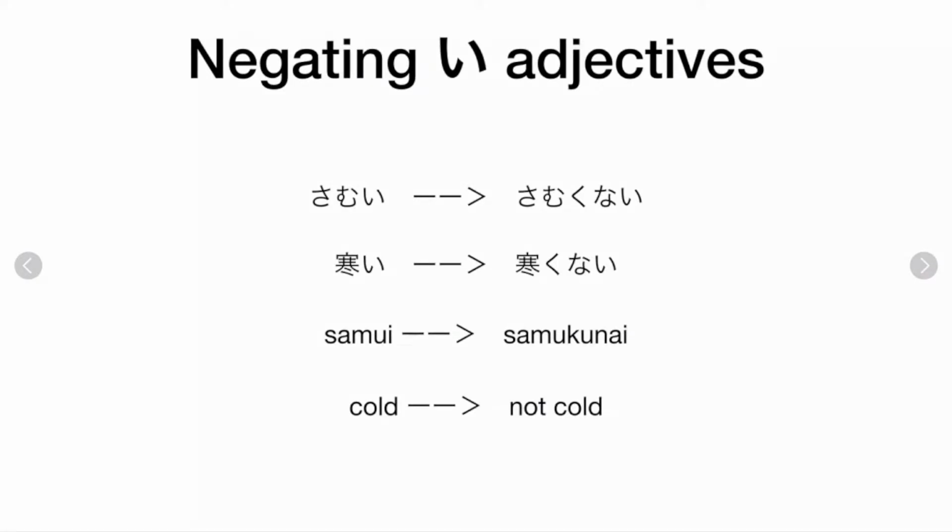Here's that written out. So this is if you were writing it in hiragana, samui, remove the e and add kunai. If you had it in kanji, you can see how this works. You have the kanji, remove the e and say kunai. So samui would become samukunai, and this means not cold.